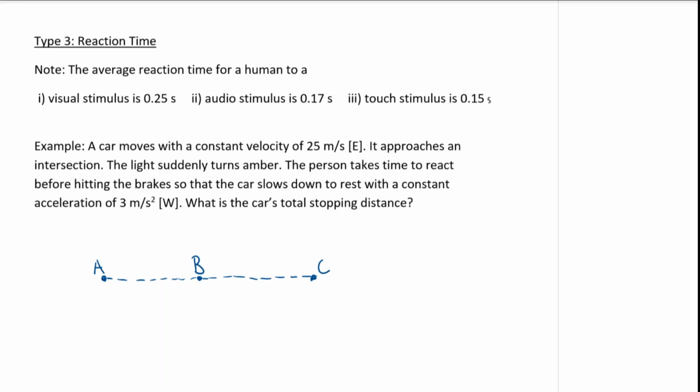This total displacement here from A to C is often referred to as the total stopping distance. And you may notice that some lights are yellow for longer than others. It depends on the speed limit for that road, because we need to allow for a little more caution when moving at faster speeds.